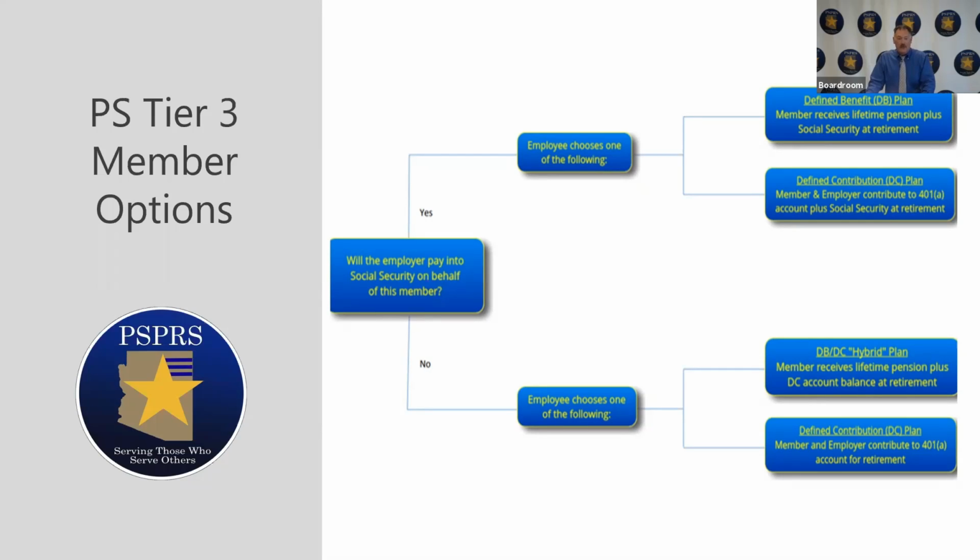The member has another choice if you, the employer, are paying into Social Security. They can elect a straight defined contribution plan. They put in a contribution, you make a contribution. Upon retiring, ultimately the member walks out the door with two buckets of money, yours and theirs, and in the future they'll have Social Security retirement as well.